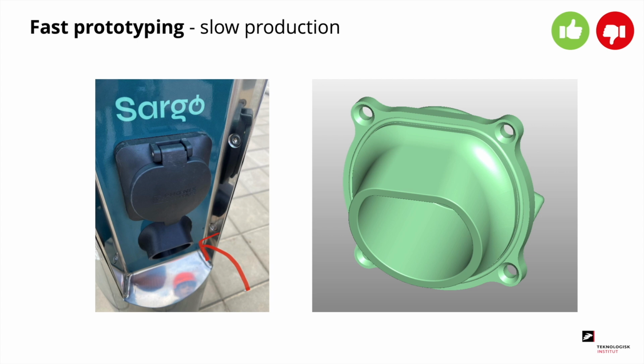If we look at the use cases for FDM printing, it is fast for prototyping and usually slow for production. As an example, here we have a charging port for electric vehicles, where FDM printing was used for fast prototyping, and later they switched to another type of printing for production.